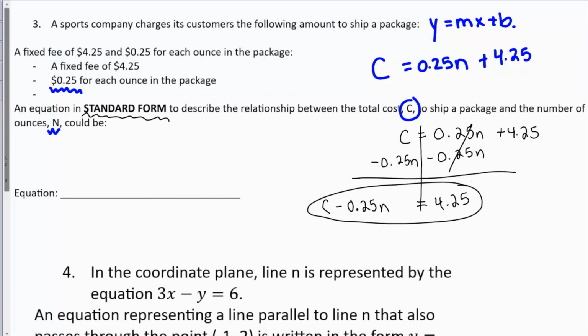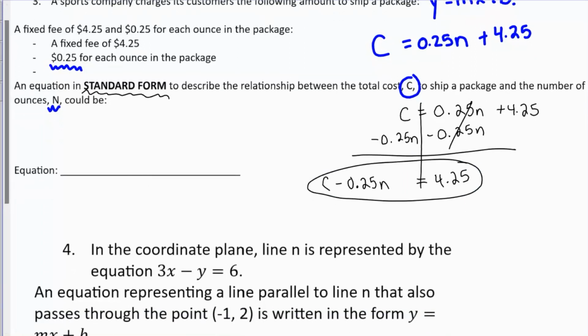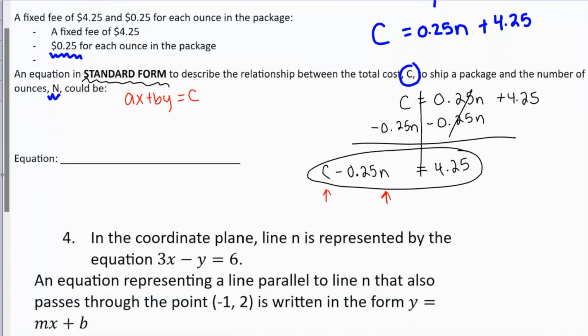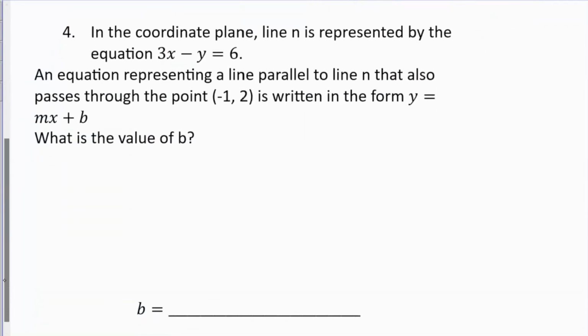Awesome. Oh, and we just want to remember, standard form was our ax plus by equals c format. And we know that it's in standard form when our x and our y are on the same side. Now in this case, we didn't use x and y, but we still use the variable c and n. So we want to make sure our letters are on the same side. All right, number 4.